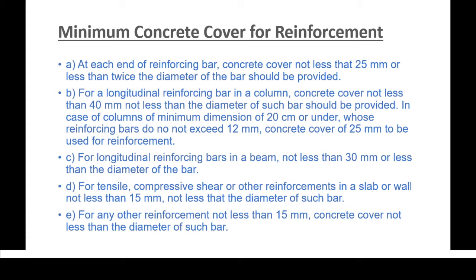For a longitudinal reinforcing bar in the column, a concrete cover not less than 40 mm, not less than the diameter of such a bar should be provided. Means it is a column. In the column, cover should be 40 mm. In case of a column of minimum dimension of 20 cm or under, whose reinforcing bars do not exceed 12 mm, concrete cover of 25 mm is to be used for the reinforcement.